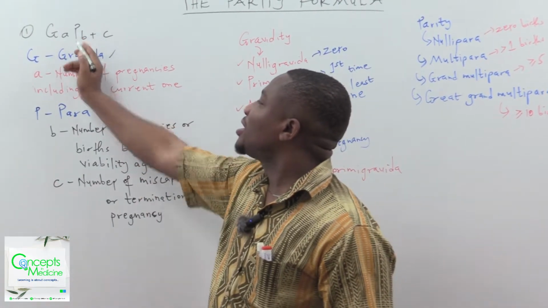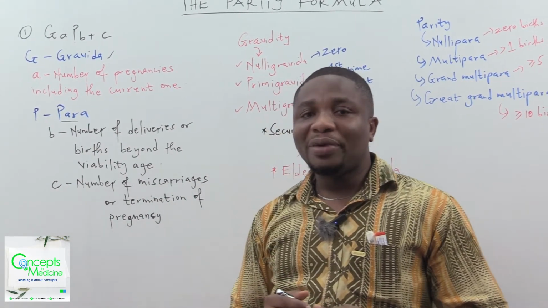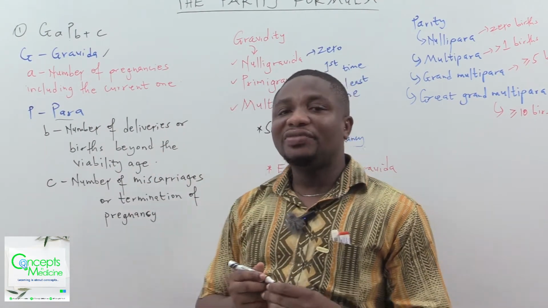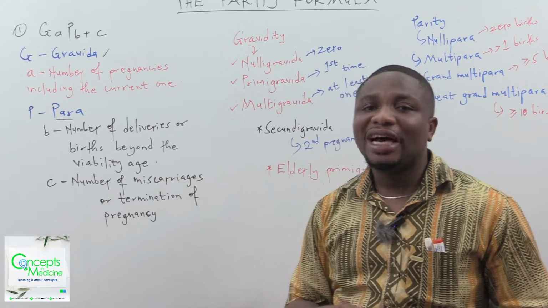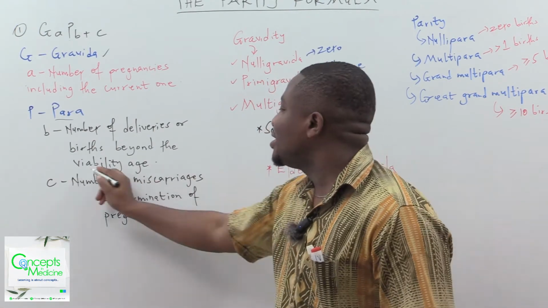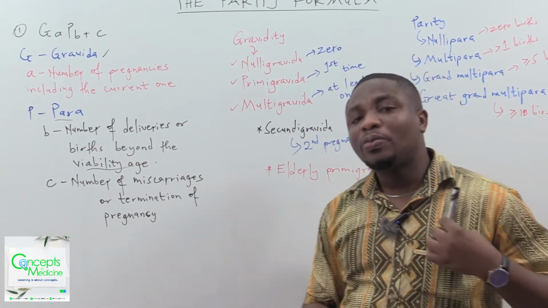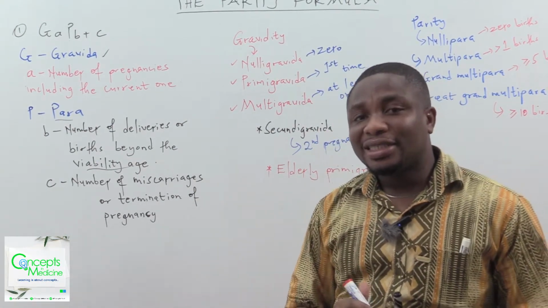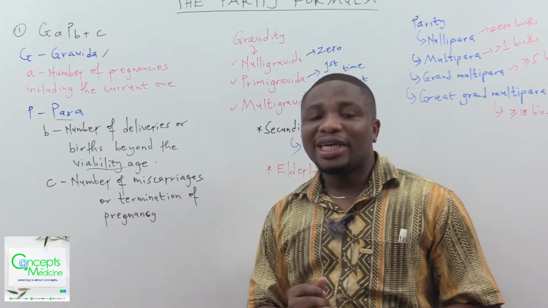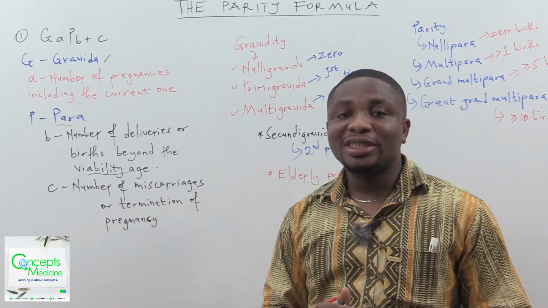Then we move to the P, which stands for para. Para simply means delivery. It's synonymous with parity. The subscript B means the number of deliveries or births beyond the viability age. Then the question arises, what then is the viability age? When we say the viability age, it simply refers to the gestational age at which a baby delivered can survive outside the uterus under appropriate extrauterine conditions.